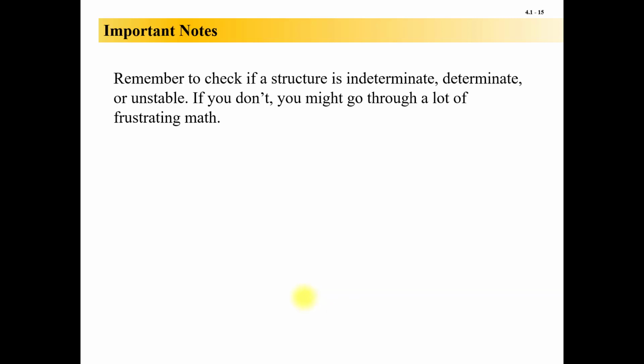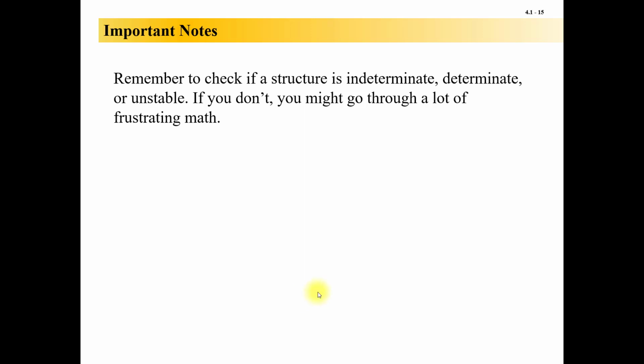Remember to check if the structure is indeterminate or determinate or unstable before you get started. A lot of the questions you're going to be asked aren't really asking if they're indeterminate or determinate. Usually you can assume the problems in here are statically determinate because this is statics, right? But in real life, if you're going to analyze something, don't keep going and going and then realize that the thing is indeterminate and you've been spending all this time looking at it. So just always have that check up front.